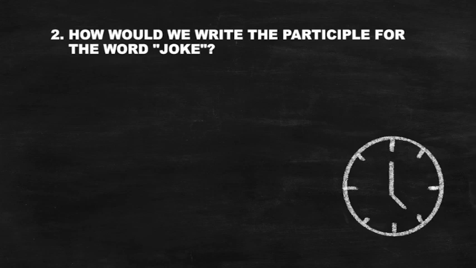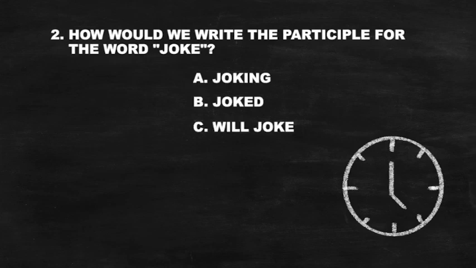Question 2. How would we write the participle for the word joke? A. Joking. B. Joked. C. Will joke. D. None of the above. If you answered A, you know that joke becomes joking when we drop the E before adding ing.